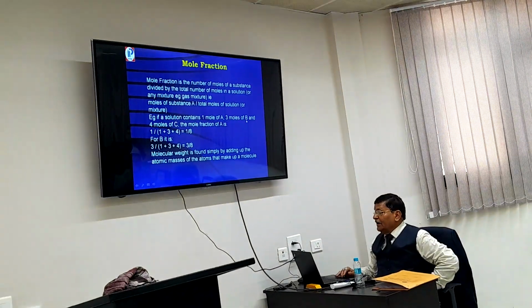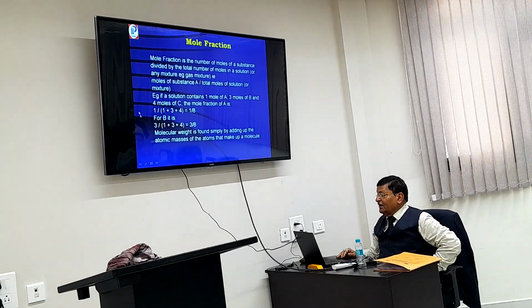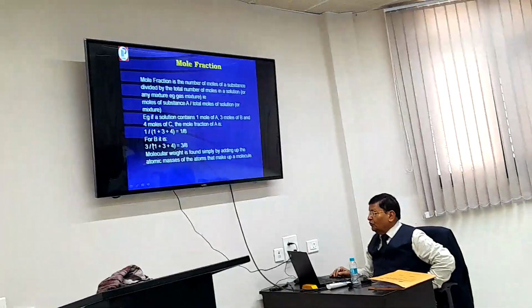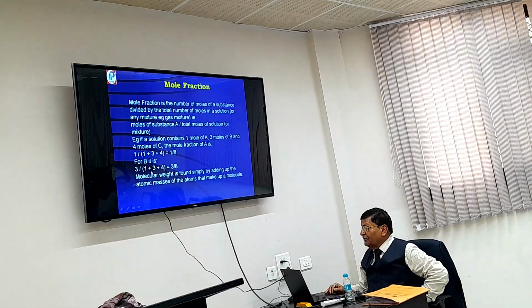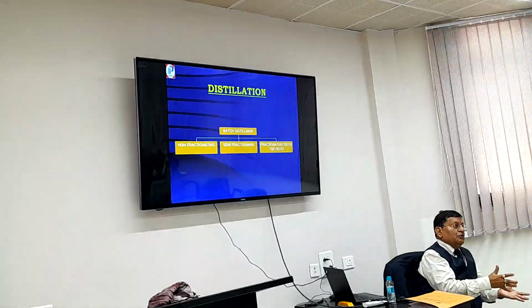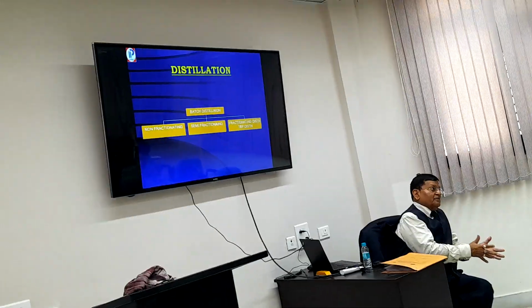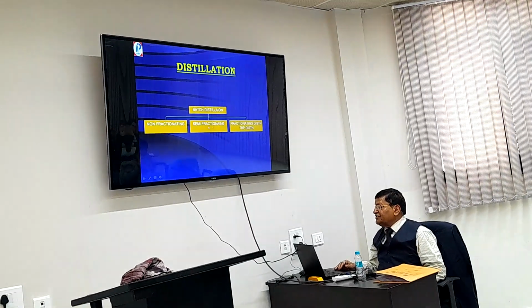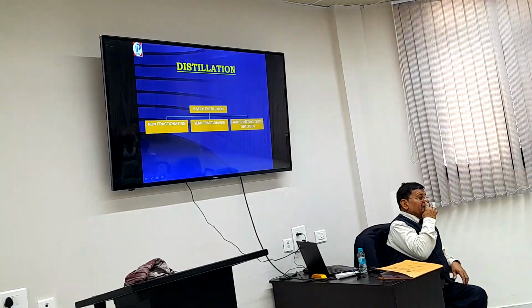If there are 1 mole of A, 3 moles of B and 4 moles of C, then the mole fraction of A is 1 upon 8, and the mole fraction of B is 3 upon 8. Like this, you can find the mole fractions. You also find the residue in the flask. This is the batch distillation. Batch distillation is non-fractionating, semi-fractionating, or fractionating.